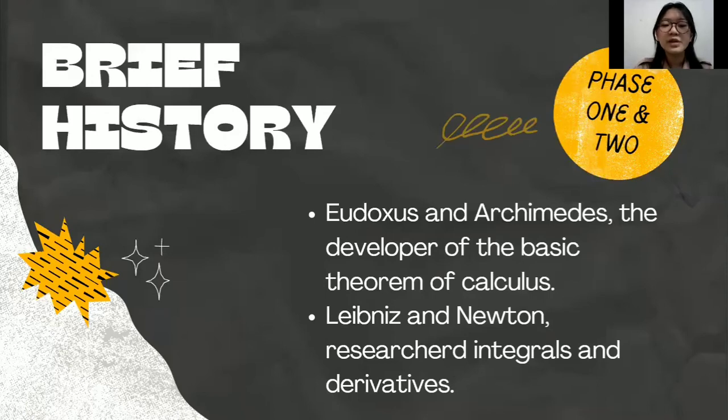A brief history of the calculus is divided into several phases. Namely, in phase 1, the idea of the basic theorem of calculus was developed by Eudoxus from 408 to 325 BC and Archimedes from 287 to 212 BC. By learning how to determine the area of an irregular building, this concept is what we apply in determining the area bounded by the curve.